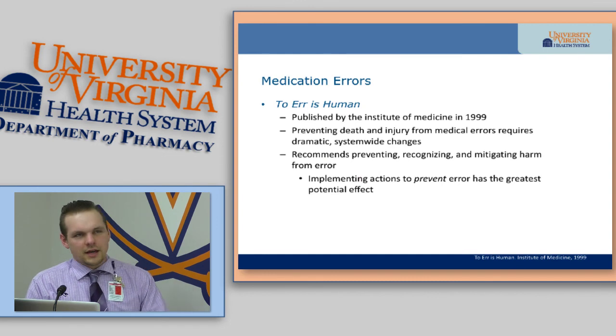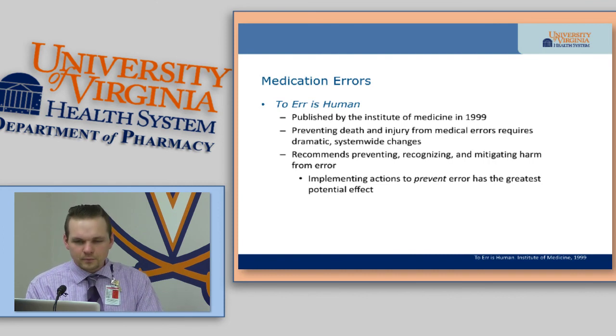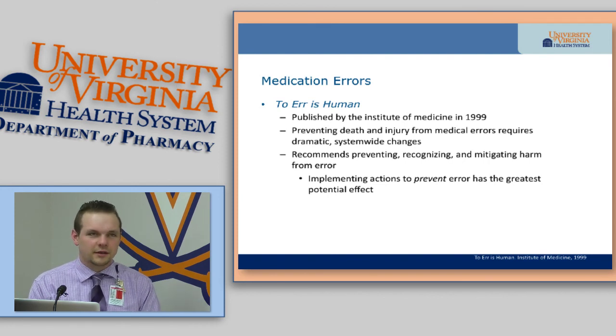So medication errors kind of became in vogue in 1999 when the Institute of Medicine published a paper called "To Err is Human," where they concluded that preventing death and injury from medication errors requires dramatic system-wide changes to how processes are implemented. They recommend preventing, recognizing, and mitigating harm from error. And an important conclusion, especially for pharmacy, is that implementing actions to prevent errors in the first place has the greatest potential effect on mitigating medication errors.